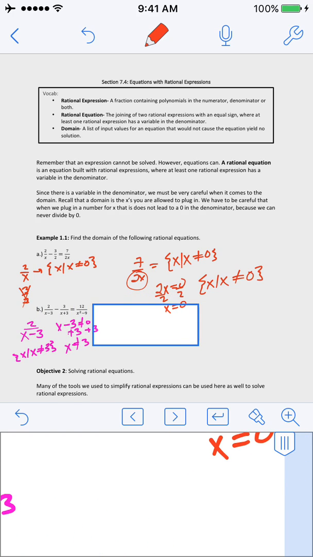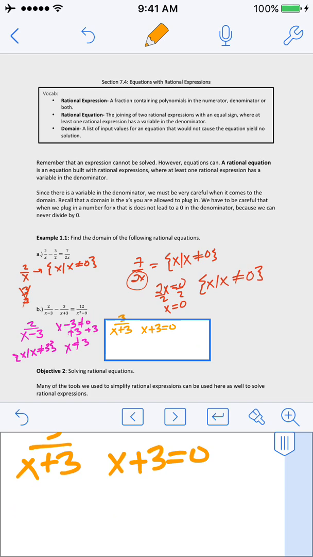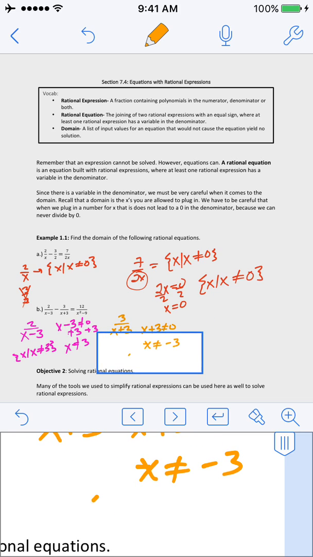So minus, let's do orange, 3 over x plus 3, right? So what would cause it to fail in this case? That would be, okay, x plus 3 would equal 0. What plus 3 equals 0? X cannot be negative 3, right? X cannot be negative 3. So this domain would be x such that x does not equal negative 3.